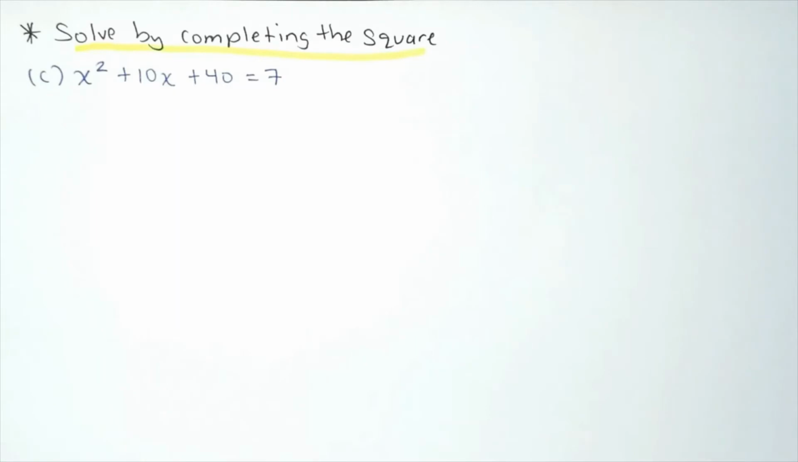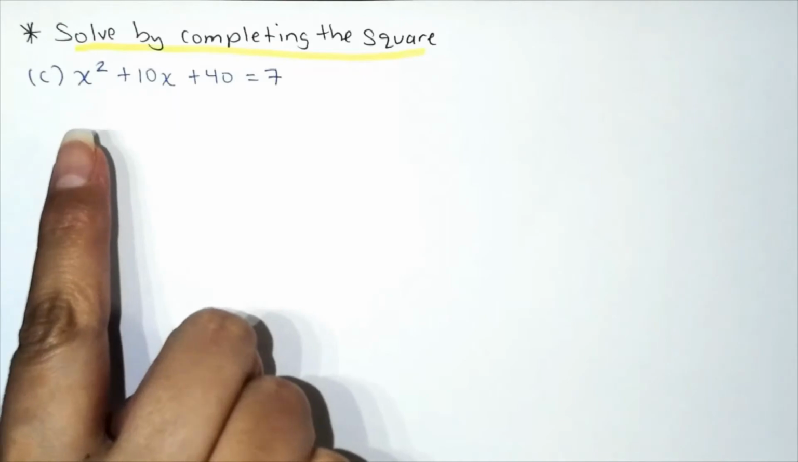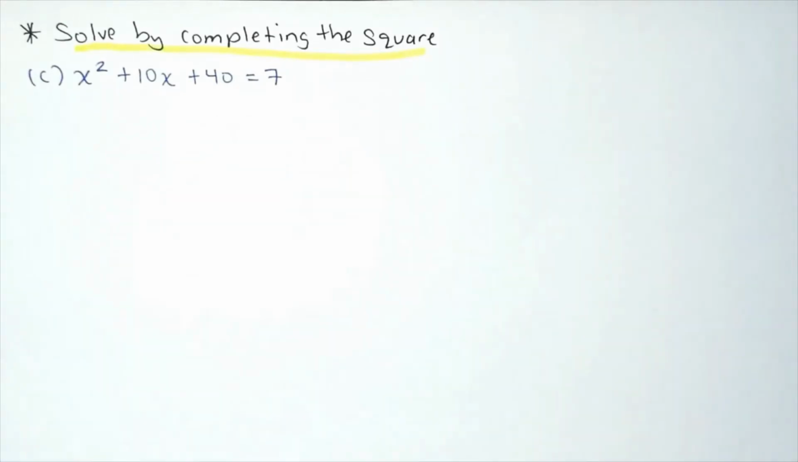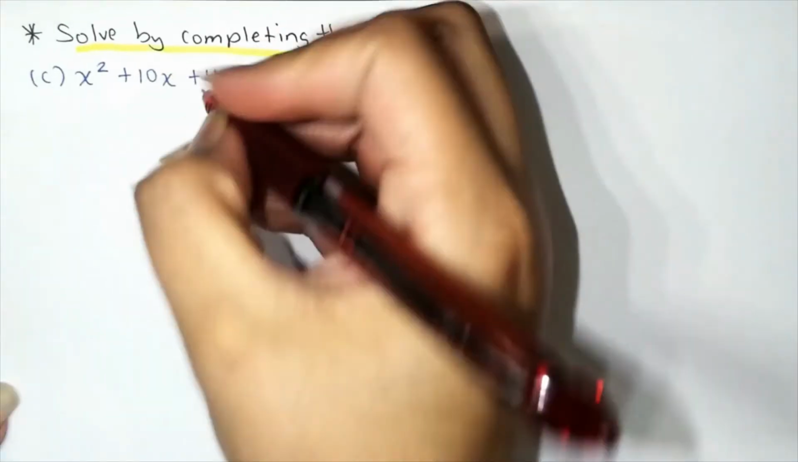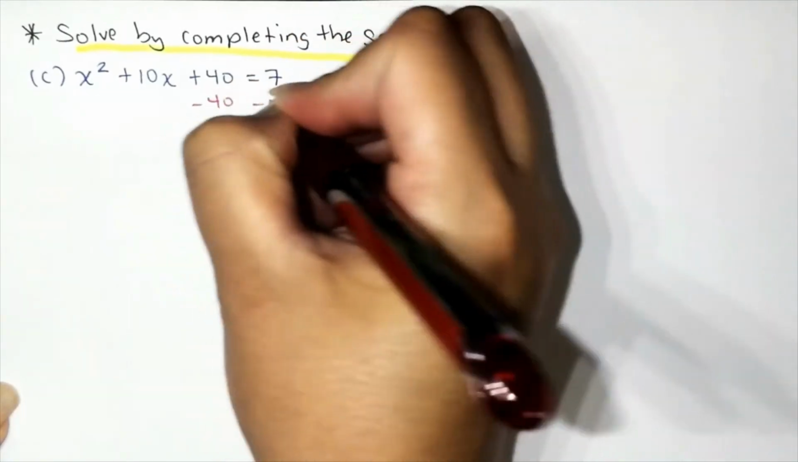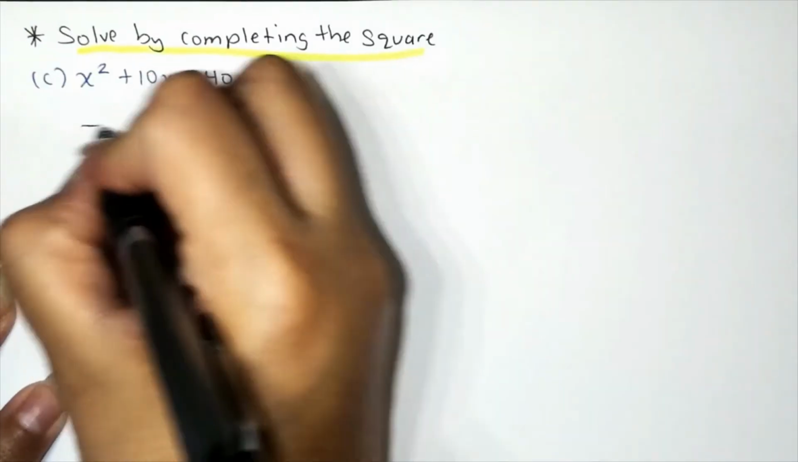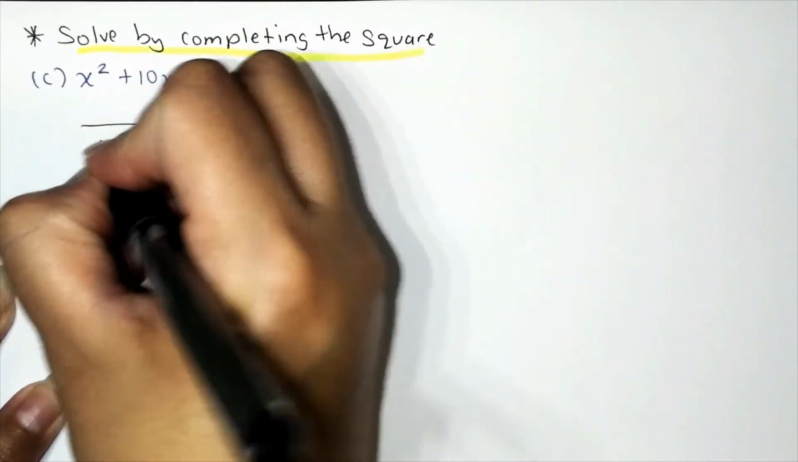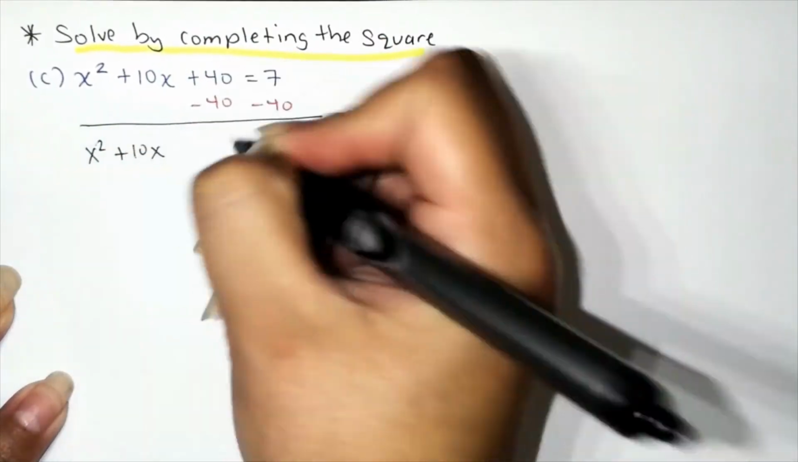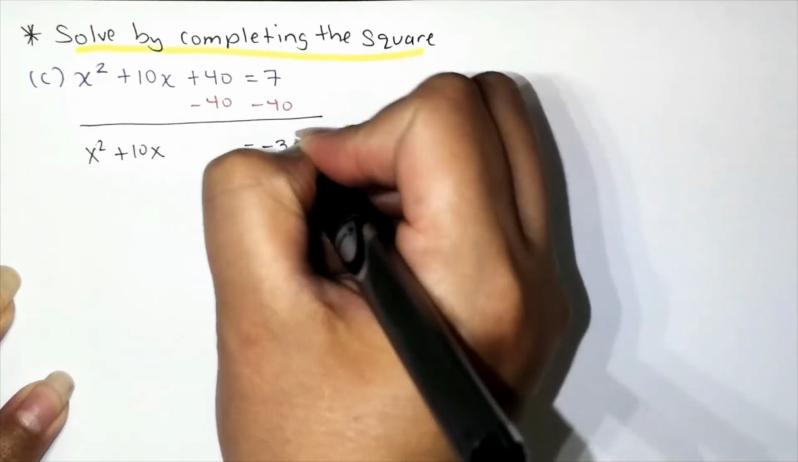So I'm like, okay, how do I solve a quadratic equation by completing the square? Our first goal is to isolate that constant term. So in English, we want variables on one side, numbers on the other. To undo that addition by 40, let's go ahead and subtract it from both sides. When we do, that will leave us with x squared plus 10x is equal to negative 33.